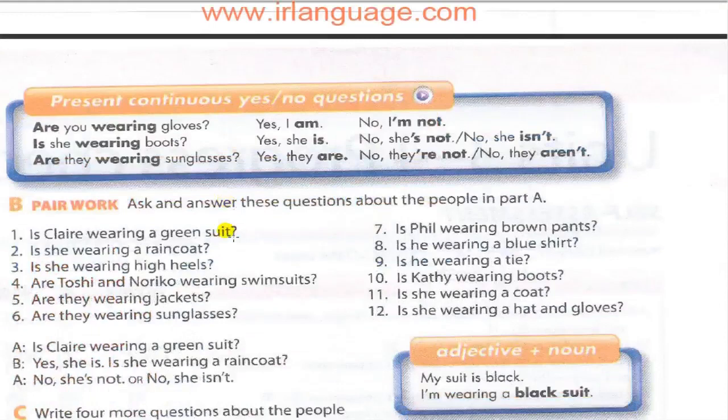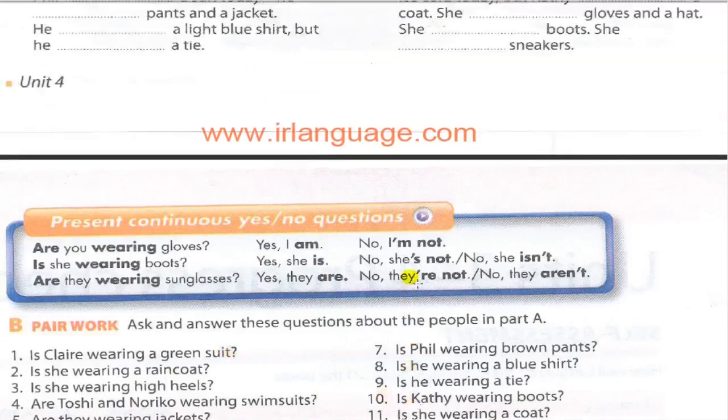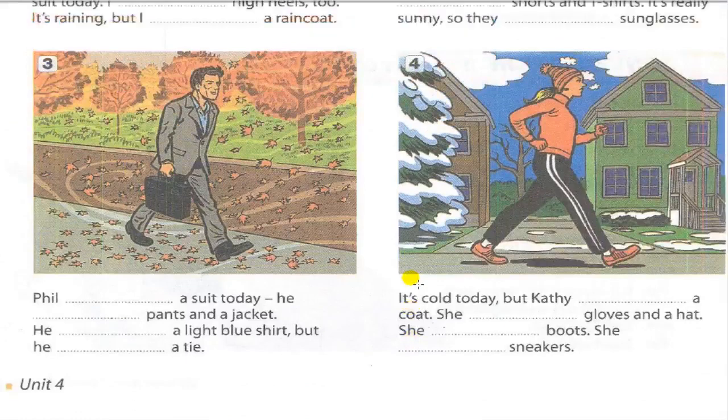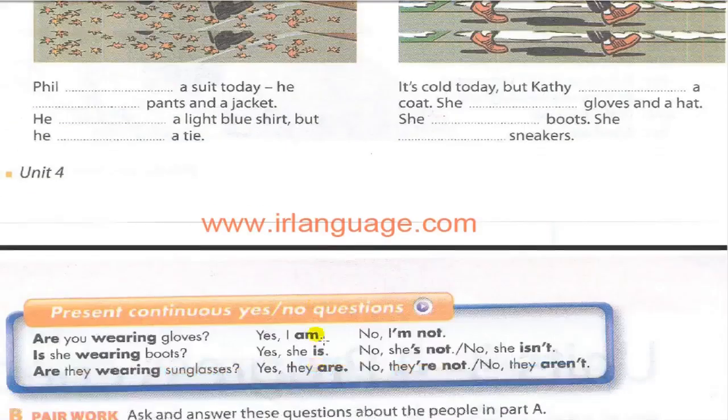Is he wearing a blue shirt? Yes, he is. Then, is Cassie wearing boots? No, she's not. Cassie is not wearing boots. She's wearing sneakers. She's wearing trainers.